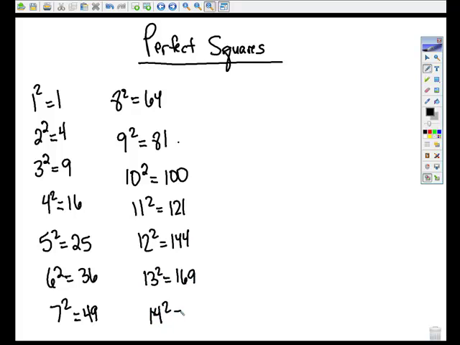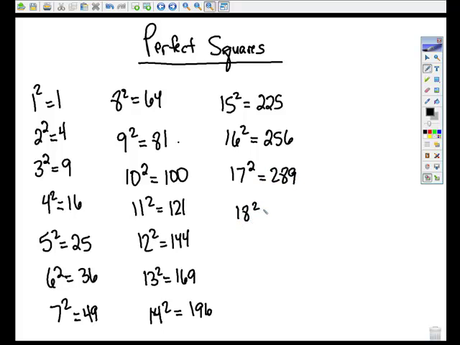14 squared is 196. Notice all we're doing is reversing the last 2 digits. That's kind of cool. 15 squared is 225. 16 squared is 256. 17 squared is 289. 18 squared is 324. 19 squared is 361. And 20 squared is 400. So all of these numbers to the right are the perfect squares.